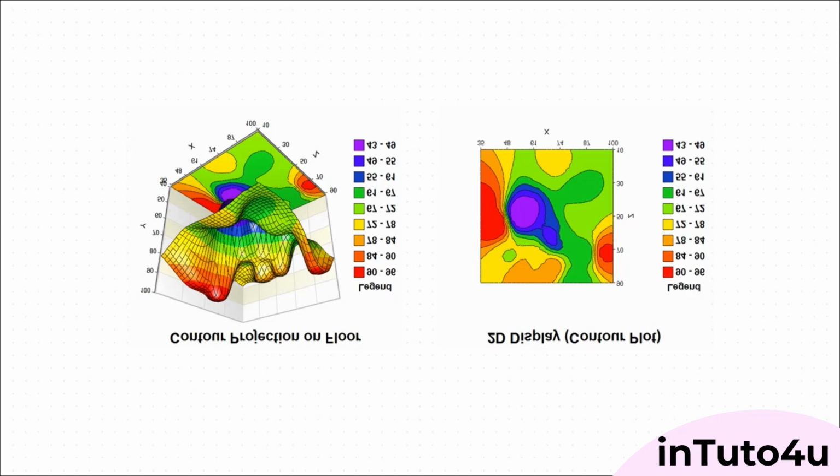Check this out. This shows the connection perfectly. On the left, the 3D plot is like looking at a mountain range from the side. On the right, the 2D contour plot, well, that's the exact same data, just viewed from directly above, like a classic trail map. They're two sides of the same coin, just different perspectives on the same story.